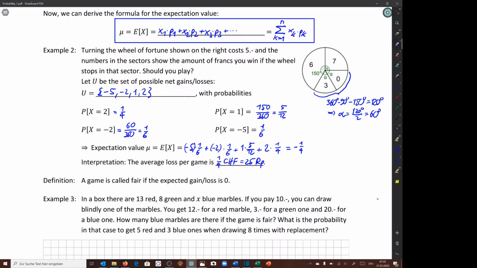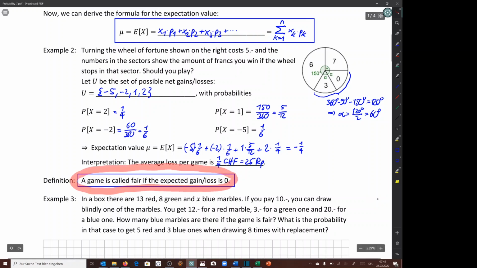So you should probably better not play the game, since if you play it a lot, on average you will lose 25 rappens per game. Here is an important definition in probability theory, since we like to talk here a lot about games. So we call a game fair if the expected gain or loss is 0. So the expectation value of this random variable x describing the outcome of this game has to be 0.